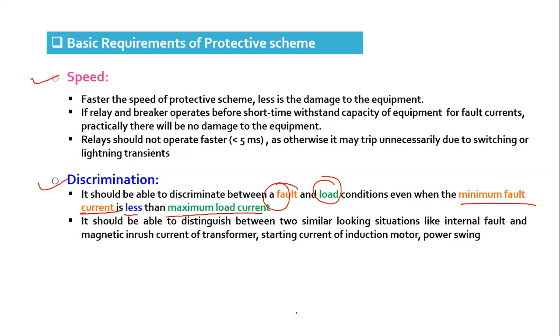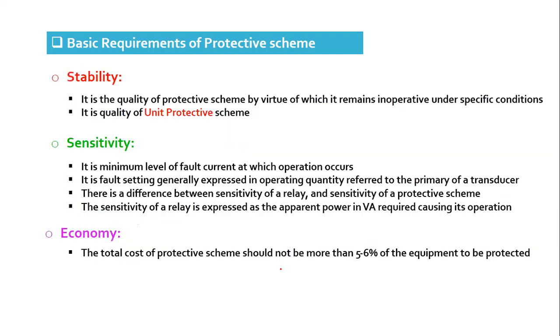That is why it is important that, even though the minimum fault current is less than the maximum load current, it should operate. And it should also be able to differentiate between similar situations, like whether it is a fault or inrush current or the starting current of an induction motor, whether it is a power swing, and it should only operate for the fault condition and not for the others. That is what discrimination is.